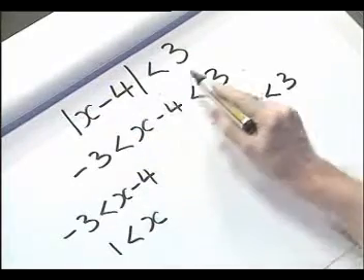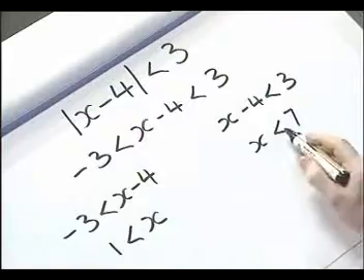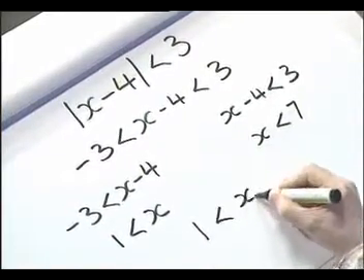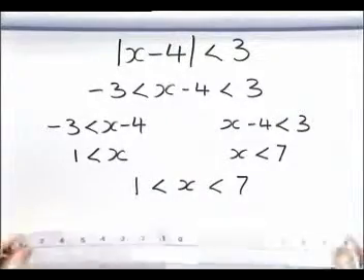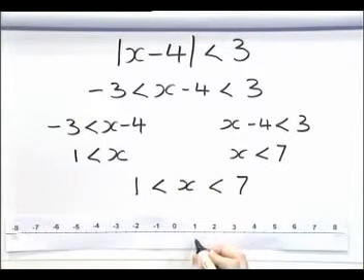So the solution to this particular inequality is x is greater than 1, x is less than 7. We write 1 less than x less than 7. And again, I'll show you that on the number line. x lies between 1 and 7, but it can't be either.